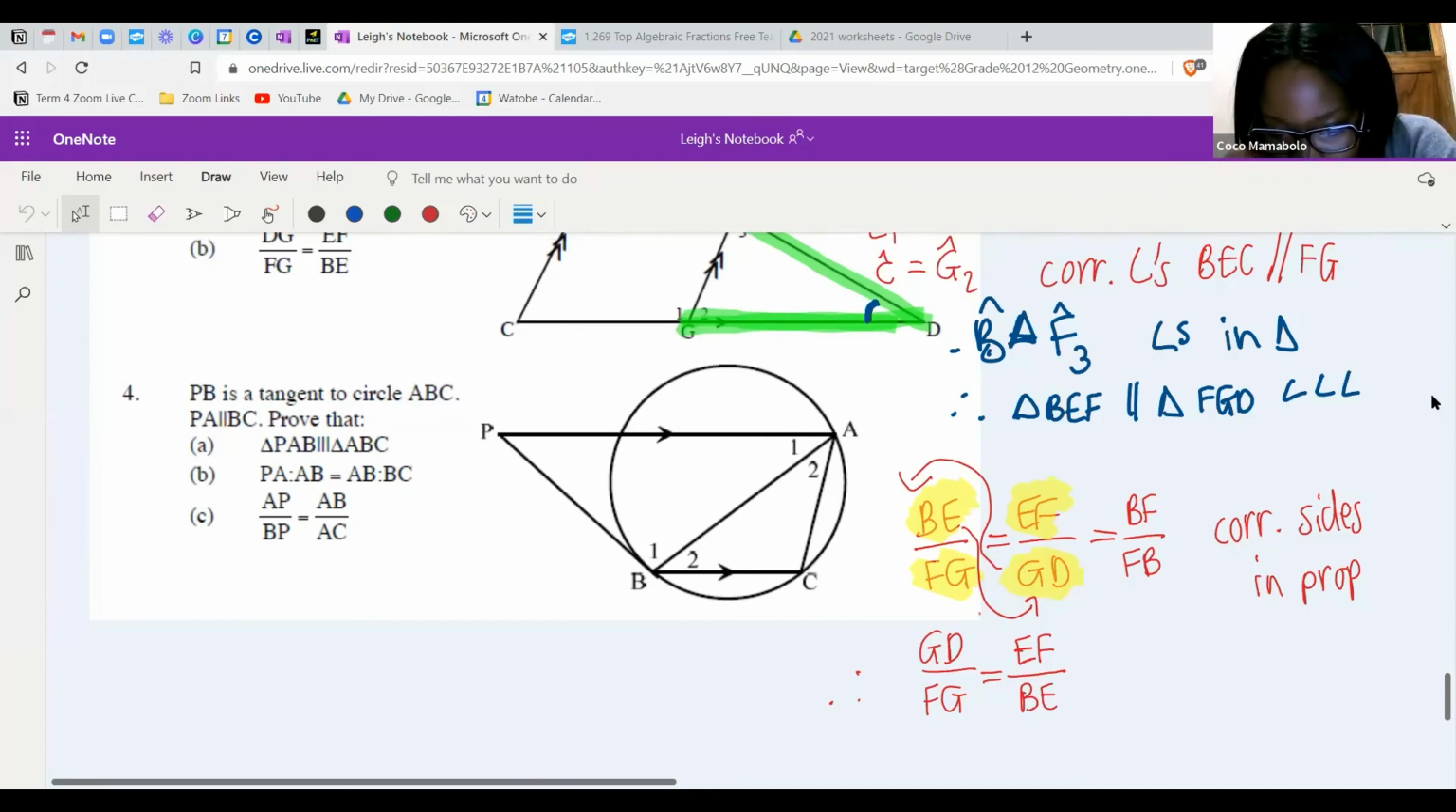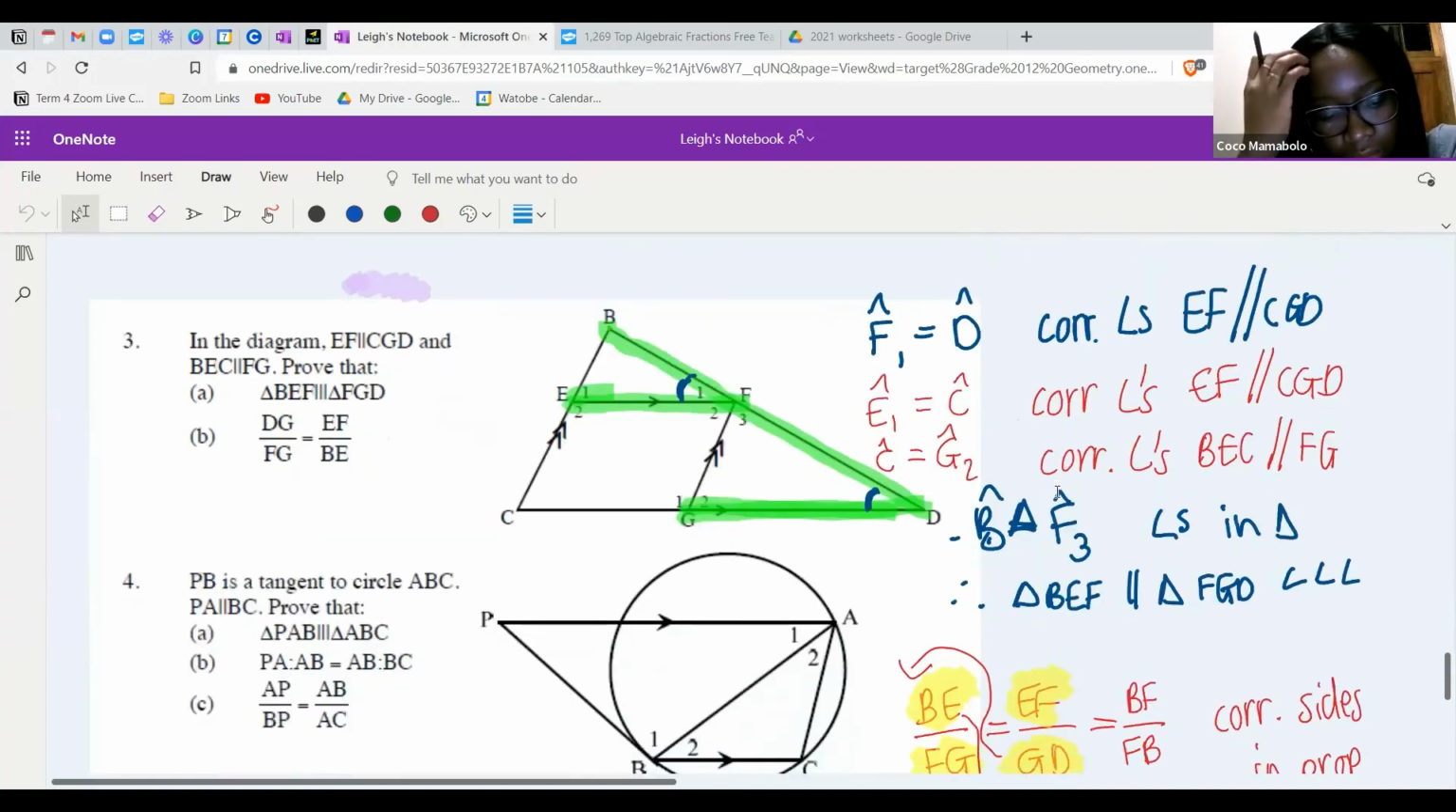Okay, ma'am. Yes, Bonnie? Why do we interchange GD and BE? Because of the question. Coco, just scroll up a little bit and let Bonnie and the other Matrix see the question. Look what they were asking for in B, Bonnie. Can you see they were asking for DG over FG equals EF over BE? That's why we interchange. So you're just allowed to do that without giving a reason? Absolutely.